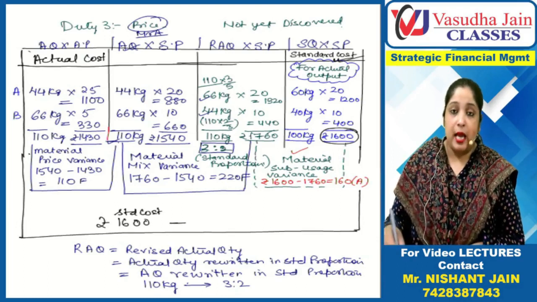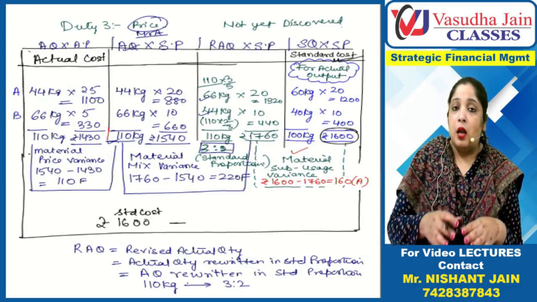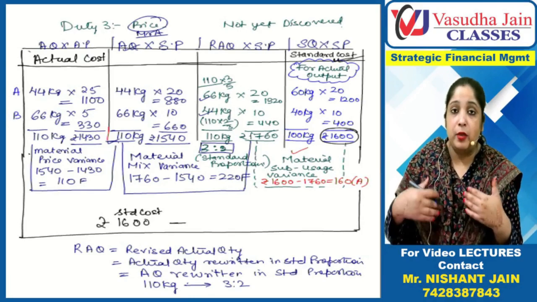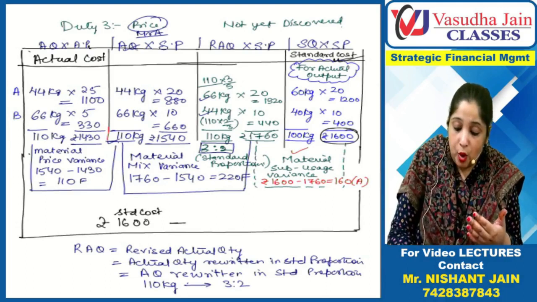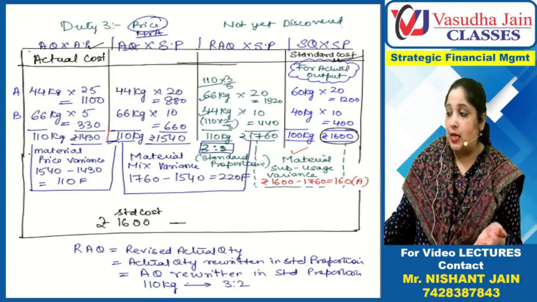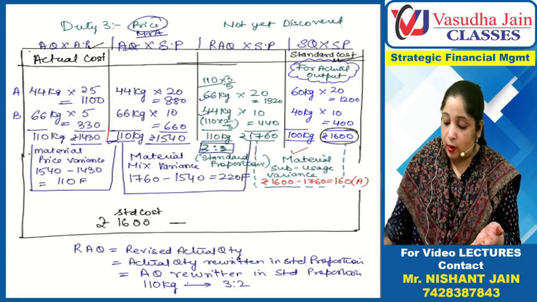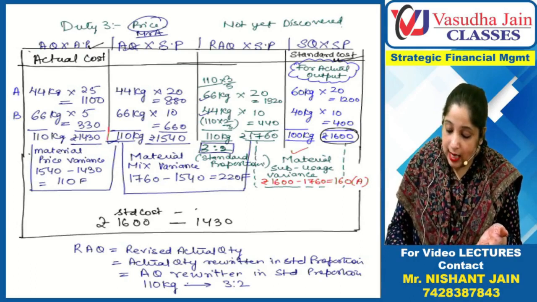And since my workers have not given due regard to the three duties which I gave to them, the workers have performed their duties wrongly. Actual cost after considering the three mistakes, one mistake, then second mistake, then third mistake, the total impact has gone up to 1430. This is actual cost.